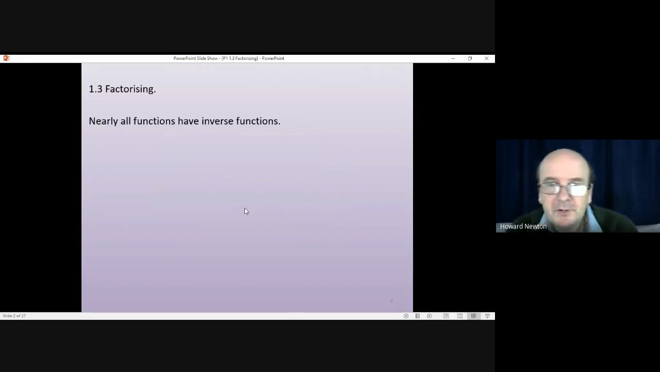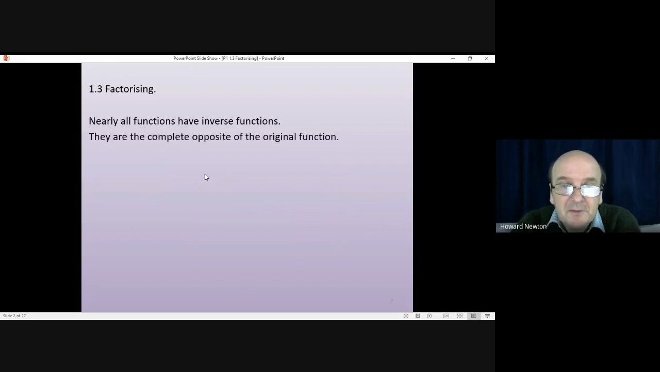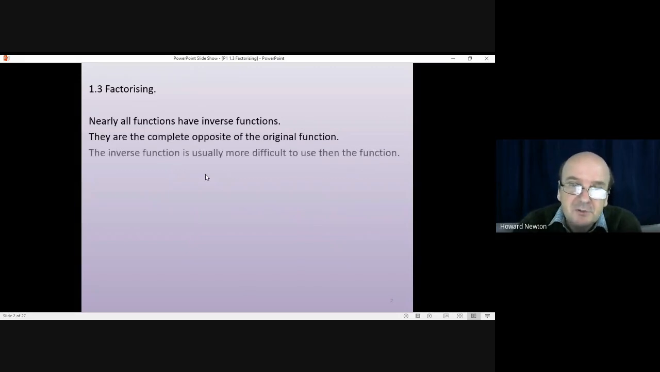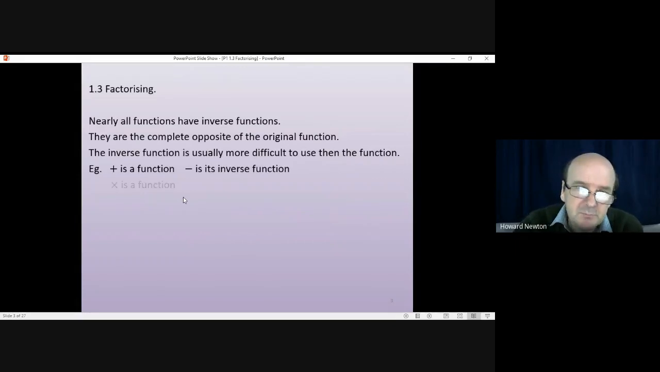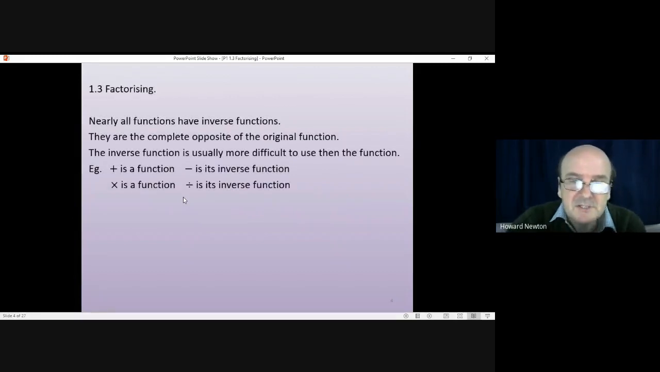Now, a little bit on inverse functions. Nearly all functions have inverse functions, and they are the complete opposite of the original function. However, the inverse function is almost invariably more difficult to use than the original function itself. For example, plus is a function, which is very straightforward. Slightly more confusing is taking away, which is the inverse function to addition. Times is a function. Again, slightly more confusing is division, which is its inverse function.